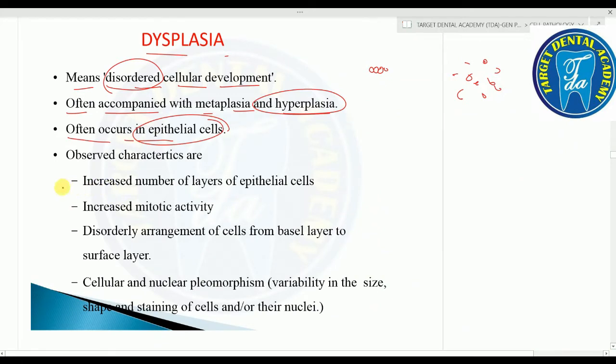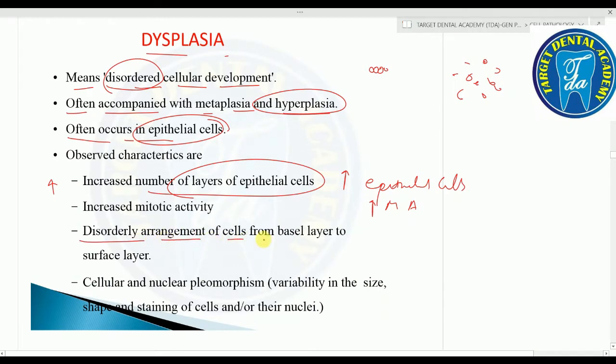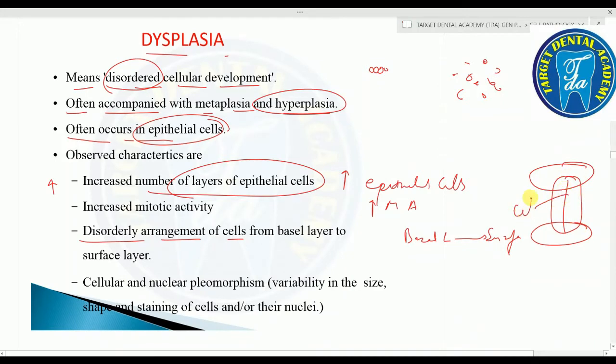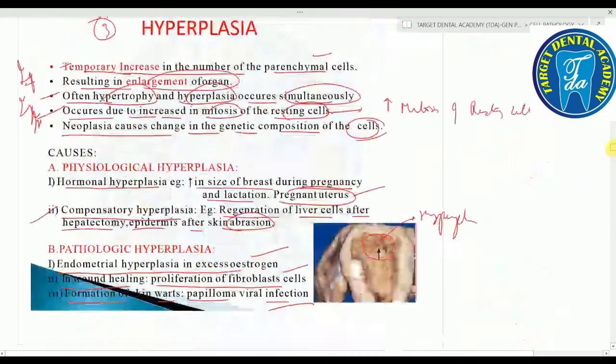their characteristics are, there is an increased number of layers of the epithelial cells. There is increased mitotic activity, the disorderly arrangement of the cells from the basal layer to the surface layer. The cellular and nuclear pleomorphism, variability in the size, shape, staining of the cells or in their nuclei. Fine. So this is all about the cellular adaptation.